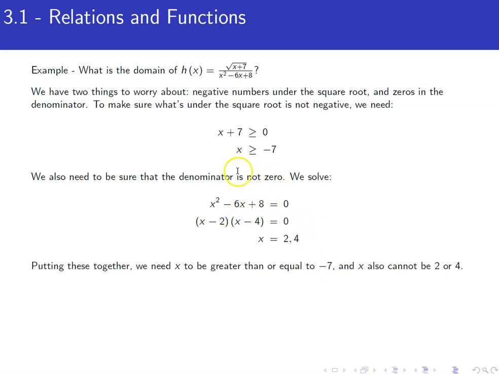So what we have then is we need x to be greater than or equal to negative 7, but also it cannot be 2 or 4. So if we're going to put that in interval notation, we're going to go from negative 7, include the negative 7, up to 2, can't include the 2. Keep going from 2 up to 4, can't include either the 2 or the 4. And then go from 4 to infinity, and again, don't include the 4.